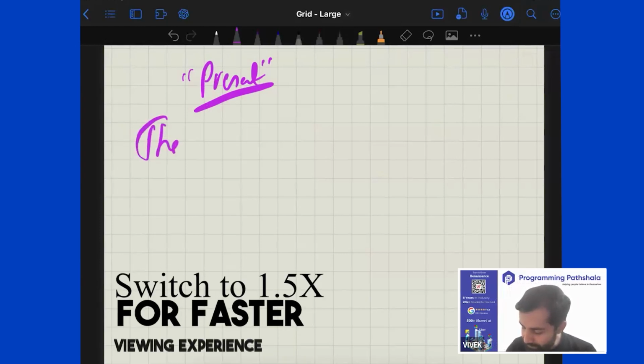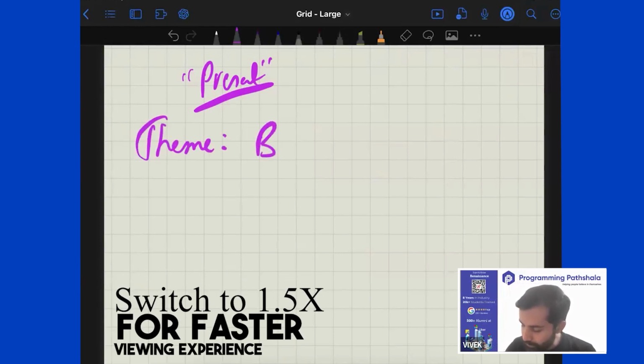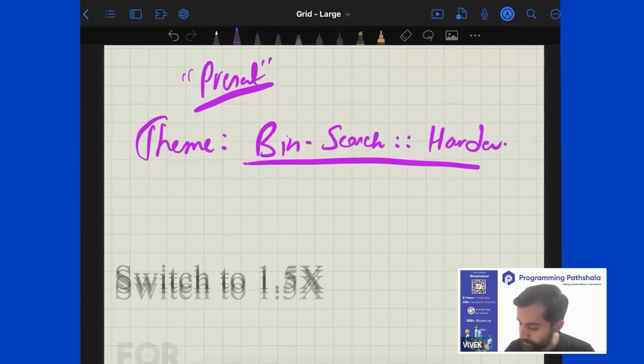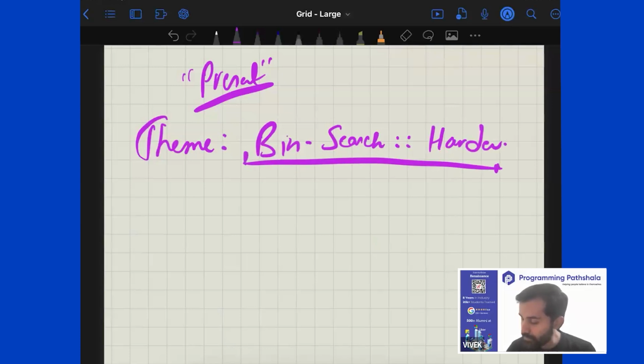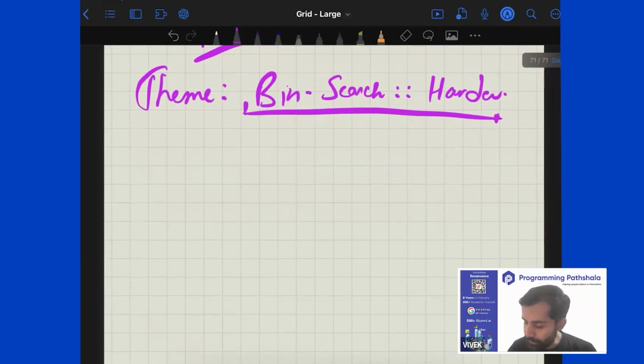What is the theme of today's class? So today we are going to talk about binary search, but some harder parts of binary search. Just to get started, I'll tell you there is one very important concept. It's a beautiful concept.